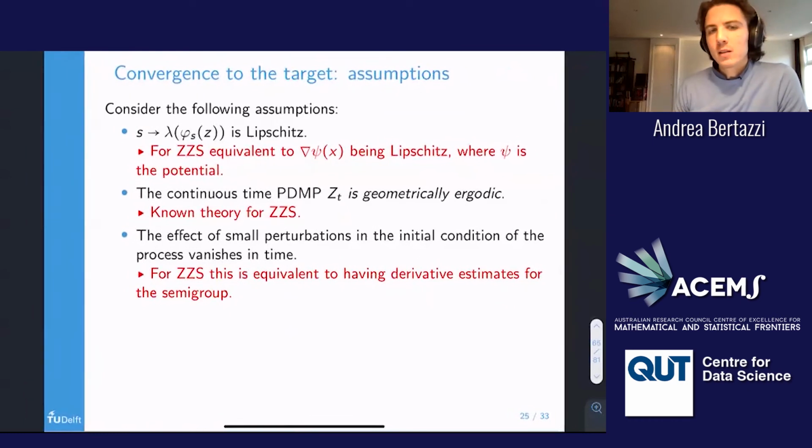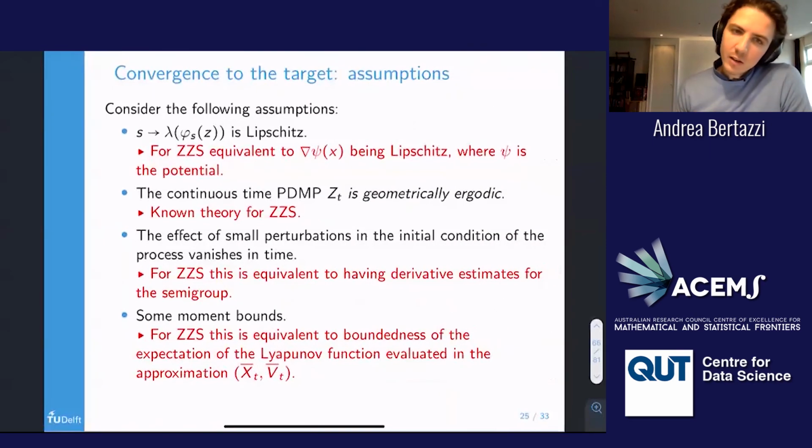two technical conditions that I don't want to get too involved with now. Basically, we need that the effect of small perturbations in the initial condition of the process vanishes in time. Okay, so for zigzag, we can verify that this is the case. And then another technical one, we need some moment bounds. For zigzag, basically, we have to show, just to quickly mention, that the Lyapunov function of the continuous time process evaluated in the approximation has bounded expectation. But okay, quite technical stuff.